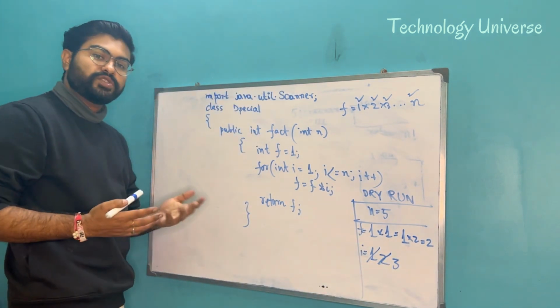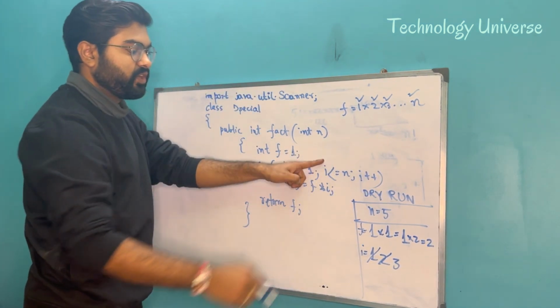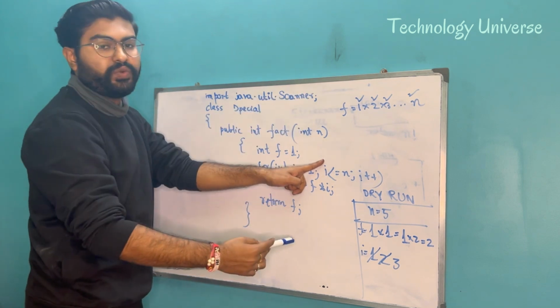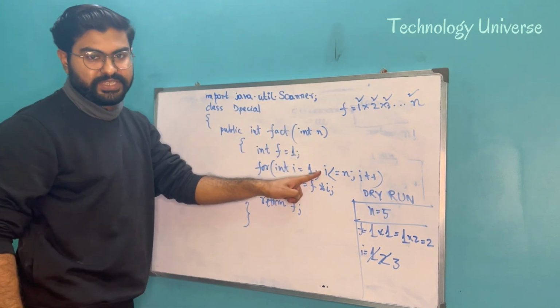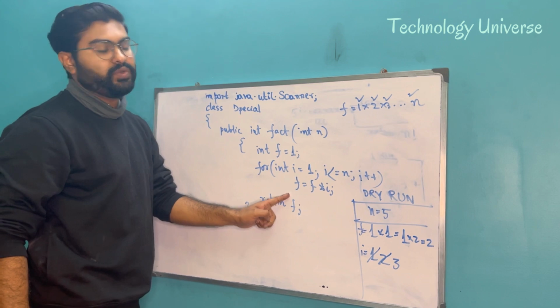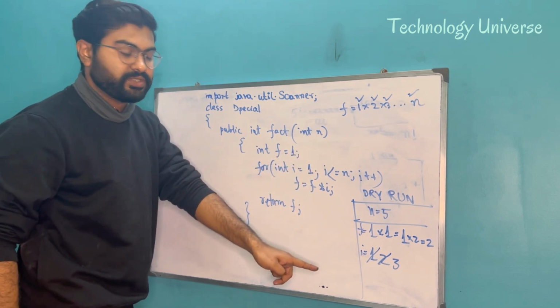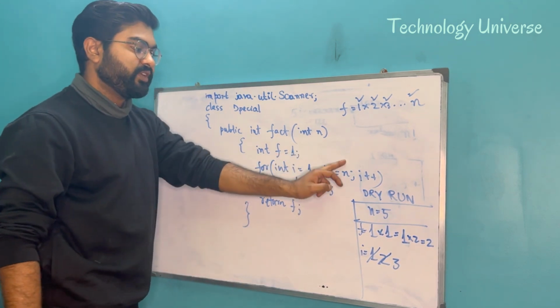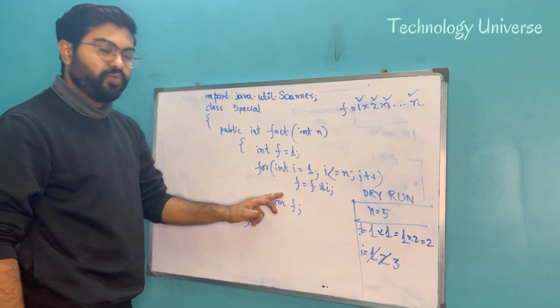Now the value of i is 3. The next step would be checking the condition. Every time, whenever the loop body would execute, before that the condition is being checked. If it is true, the loop body would execute. If it is false, the loop body would not execute. Now 3 is smaller than or equal to 5. Yes, it's true. The loop body would execute.